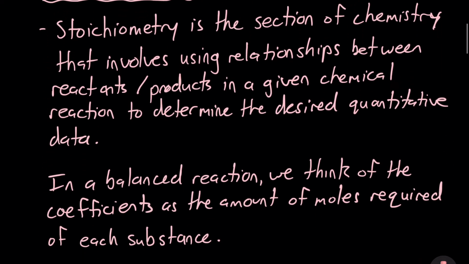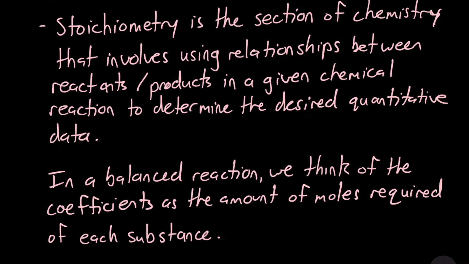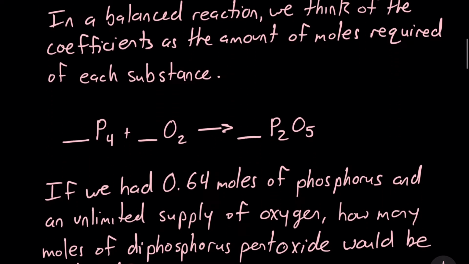So it says that stoichiometry is the section of chemistry that involves using relationships between reactants and products in a given chemical reaction to determine the desired quantitative data. So in every question that you get, you will be asked to figure out something. Okay? It'll be specific on what you should be figuring out. And in a balanced reaction, we think of the coefficients as the amount of moles required of each substance. So let's get into our first example.